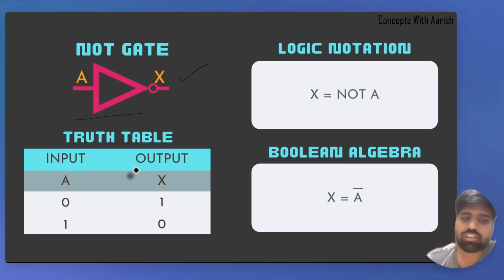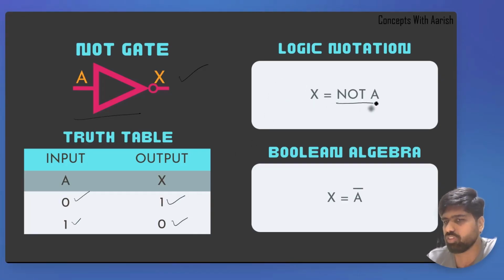Then its truth table. As we have seen, it only takes one input, so it will be 0 and 1. So 0 will produce a 1 and 1 will produce a 0. For the logic notation, it is simply written as NOT A, where A is any name that you have taken for it. And for Boolean algebra, a bar over A is used to represent it.